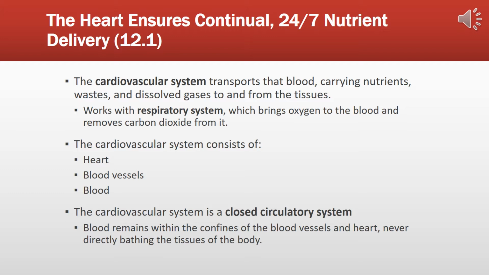And the cardiovascular system works with the respiratory system, which brings oxygen to the blood and then removes carbon dioxide from it, and we'll cover that in the next lecture. So the cardiovascular system consists of three basic component parts: the heart, the blood vessels, and the blood.